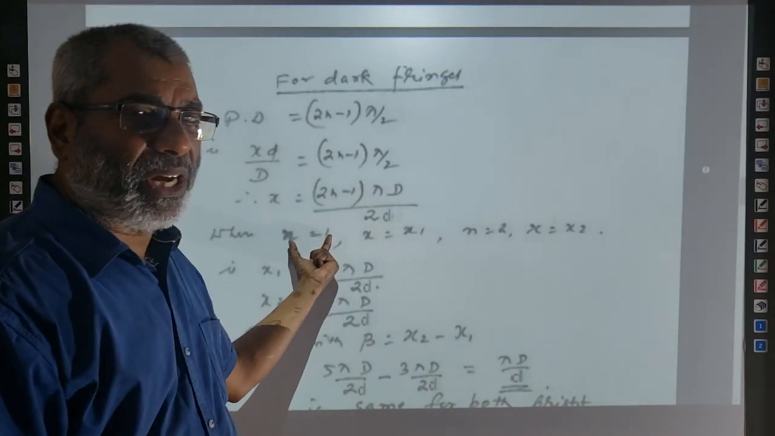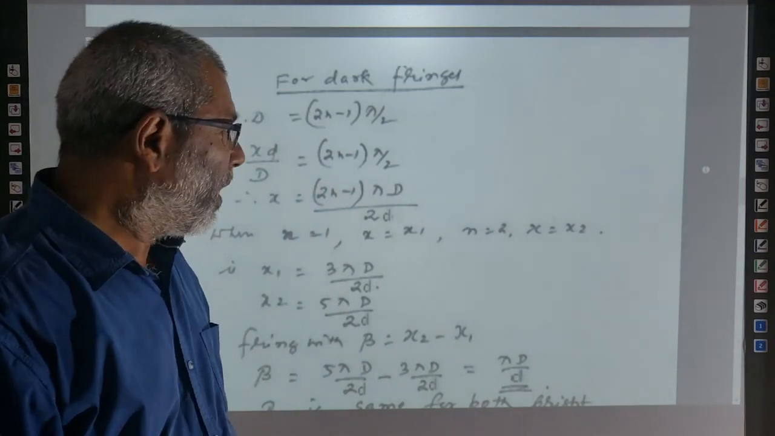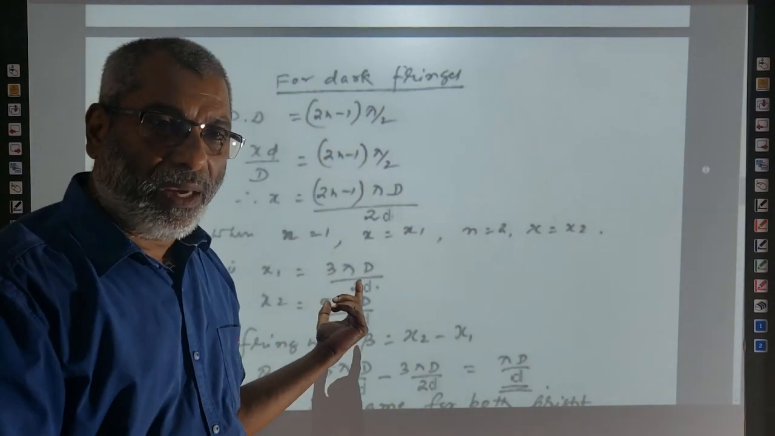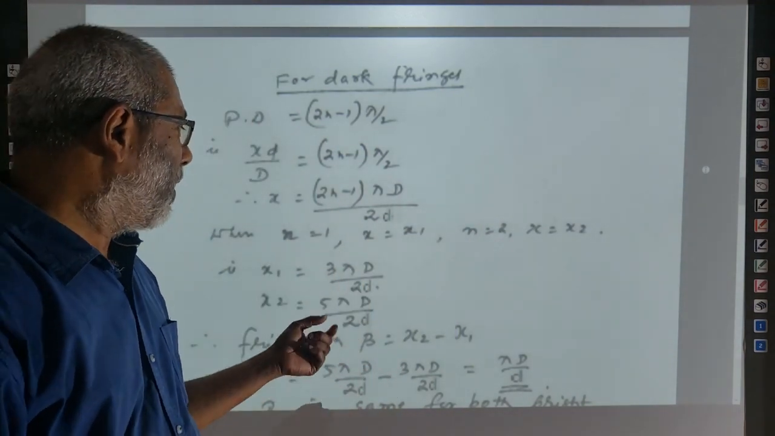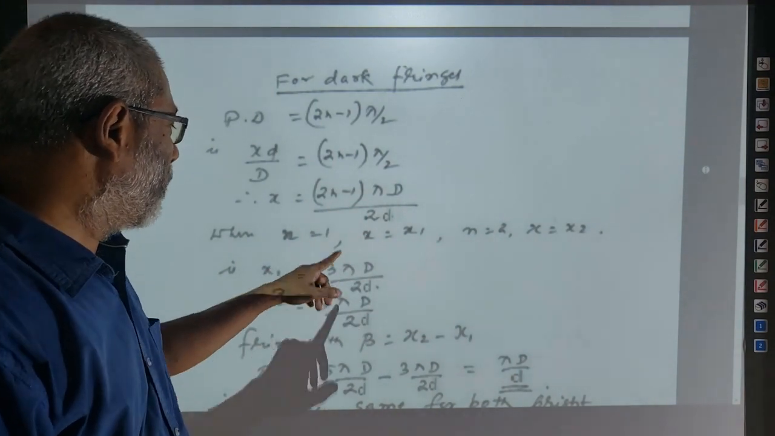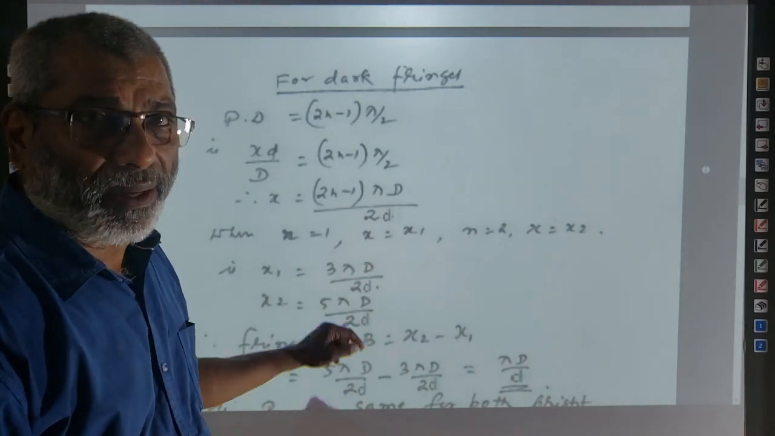But here is the mistake I made. In place of 1, I took 2, and also in place of 2, I took 3. If you take n is equal to 1, x is equal to x1, then the value of x1 is equal to 1 lambda capital D divided by 2d, not 3.